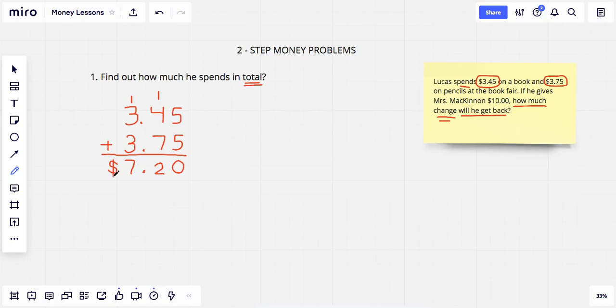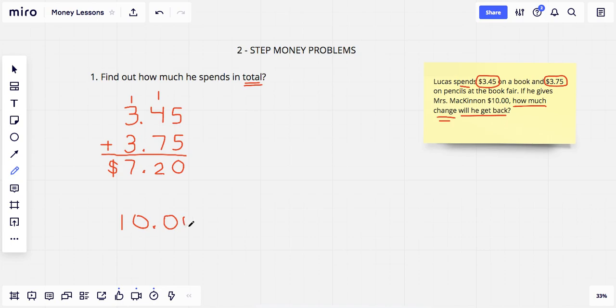Good. So that is what, if this was a real story, Mrs. McKinnon would probably say, okay, Lucas, you owe me $7.20. And that's when Lucas would give Mrs. McKinnon the $10. But the story doesn't end there. Mrs. McKinnon's going to take that $10 and give Lucas some money back. We know that as being the change.